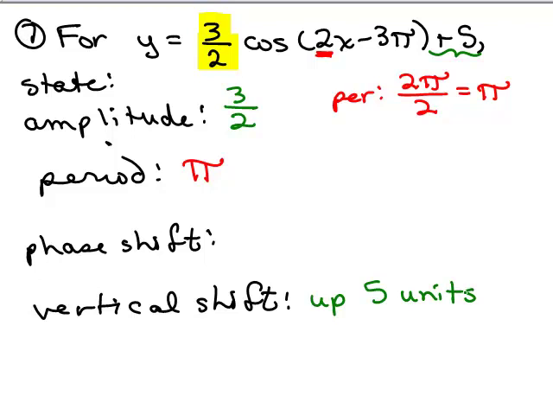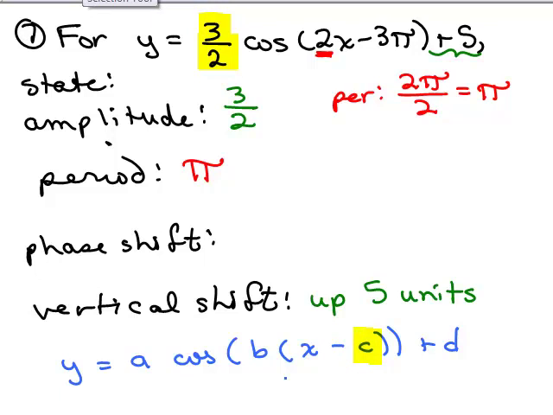All right, now let's deal with the phase shift. So if you had it in the form y equals a cosine of (bx minus c) plus d, something like this, then c would be the phase shift. And if there's a minus in front of the c, then it will be going to the right, and if it's a plus in front of the c, it will be going to the left. But it's not in that form.